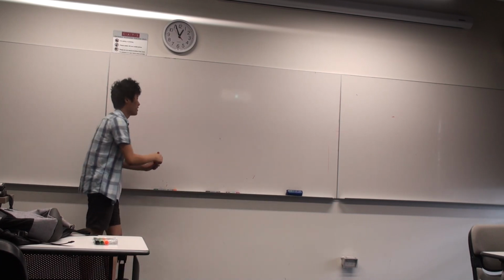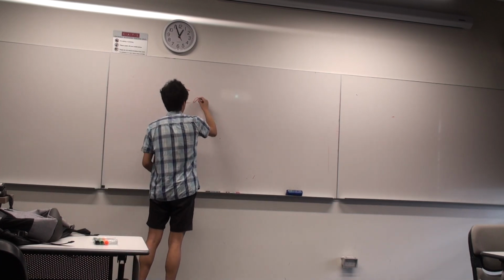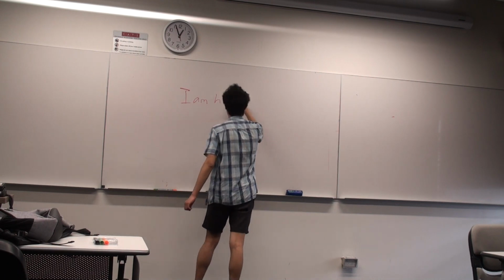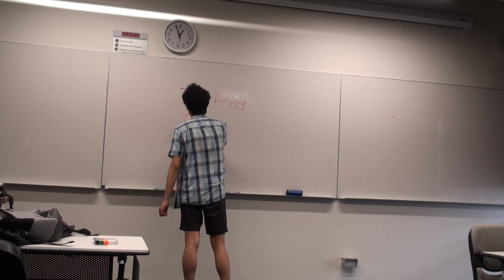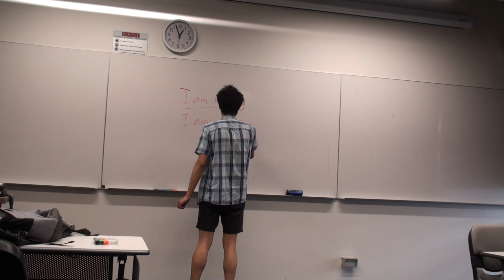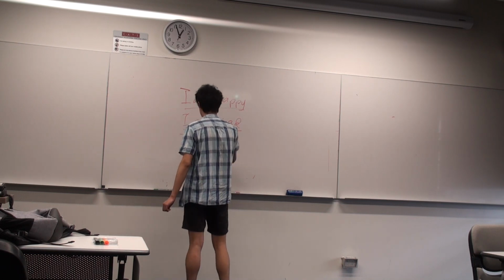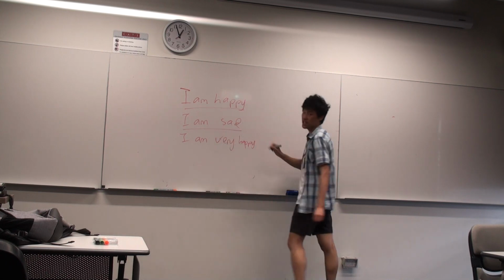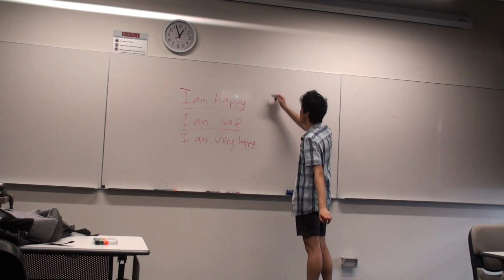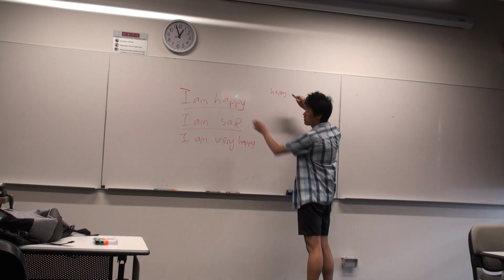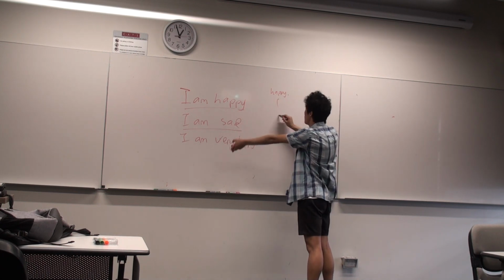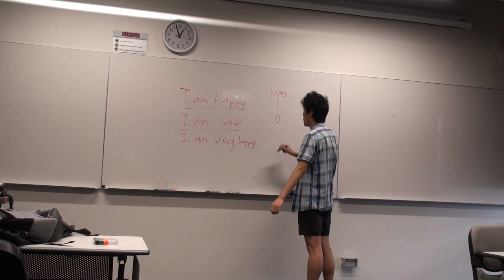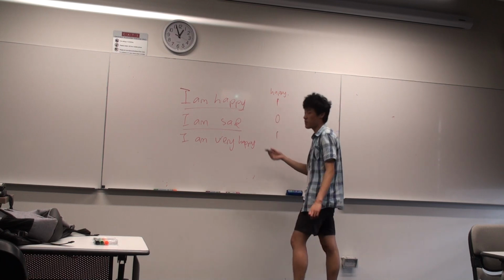Actually, let's do another. Just do simple. I am happy. Right, these are your words I want to classify. I am sad. I am very happy. And my intention is to classify this text as happy. So the first one is happy. The second one is not happy. The third one is happy. Right? And that's my intention.